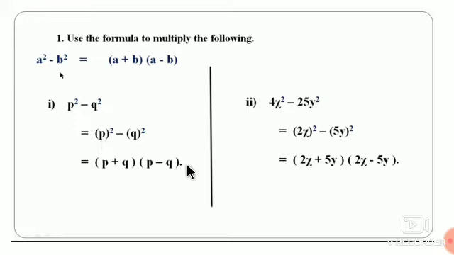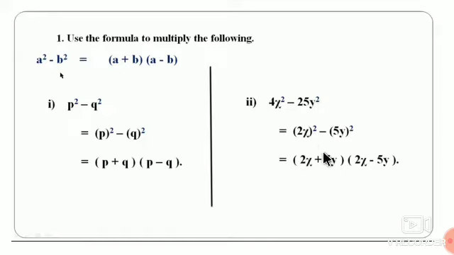Isn't it very easy? 4x square minus 25y square. Now the second step is very important. You have to write the square root of each term. The square root of 4 is 2 and the square root of x square is x. Then you write the bracket square, minus the square root of 25 is 5 and the square root of y square is y. Then bracket square. (2x) square, (5y) square is 25y square.